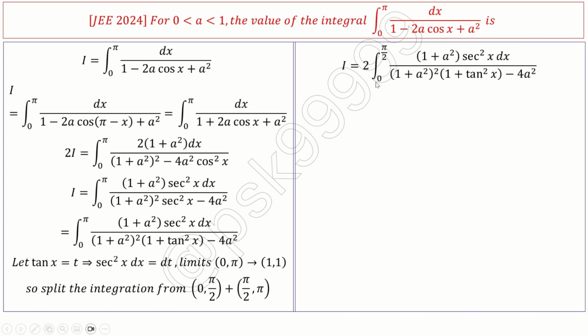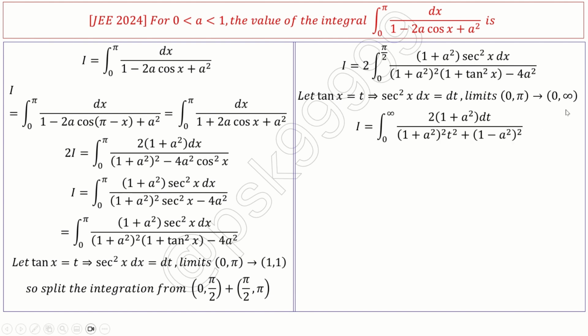So the integral is 2 times the integral from 0 to pi by 2 of (1 plus a square) secant square x dx divided by ((1 plus a square) whole square into (1 plus tan square x) minus 4a square). Now you take tan x as t, secant square x dx as dt. The limits 0 to pi by 2 become 0 to infinity, since tan 0 is 0 and tan pi by 2 is infinity. Now the integral is from 0 to infinity of 2 times (1 plus a square) dt divided by ((1 plus a square) whole square t square plus (1 minus a square) whole square).